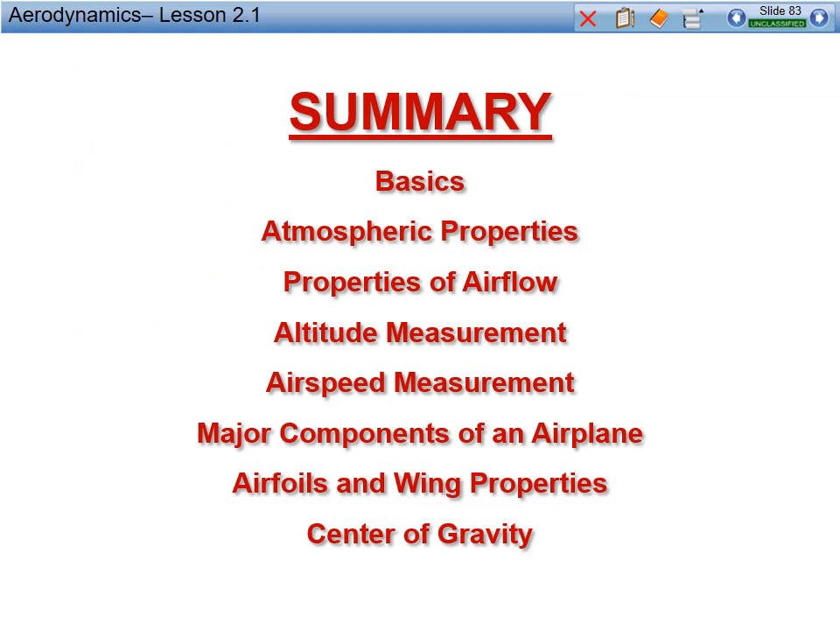In summary, we talked about some basics, atmospheric properties, properties of airflow, altitude and airspeed measurement, the major components of an airplane, airfoils and wing properties, as well as the center of gravity. That concludes lesson 2.1 in Aerodynamics 1.